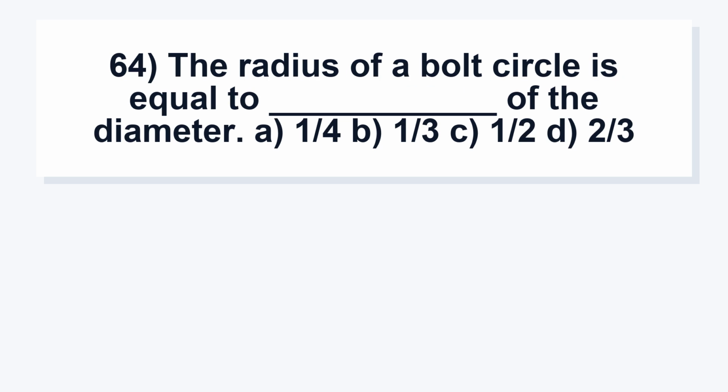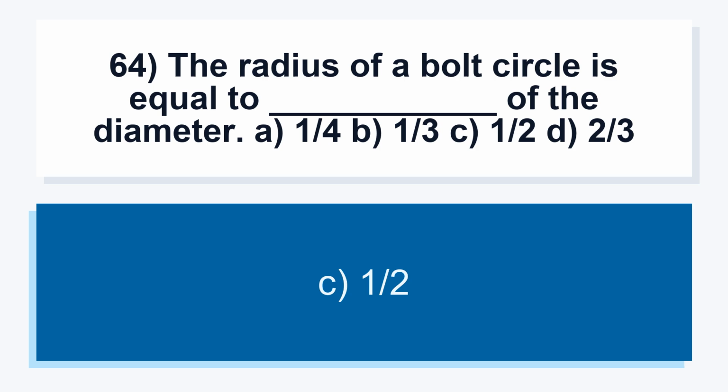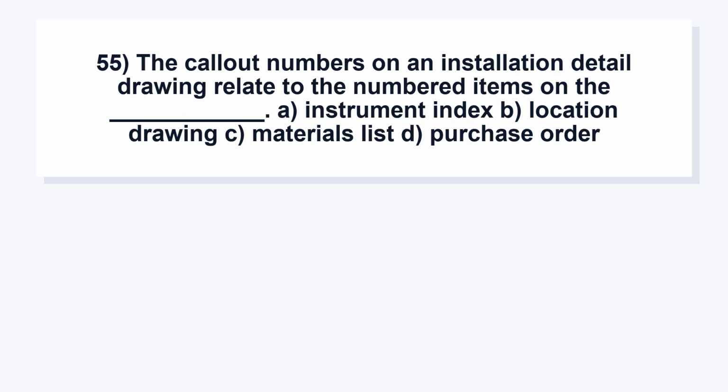64. The radius of a bolt circle is equal to blank of the diameter. A. 1/4. B. 1/3. C. 1/2. D. 2/3. C. 1/2.